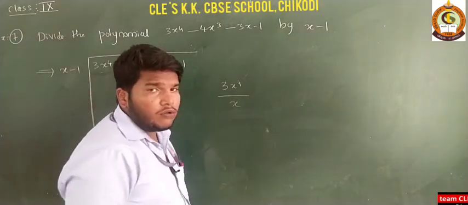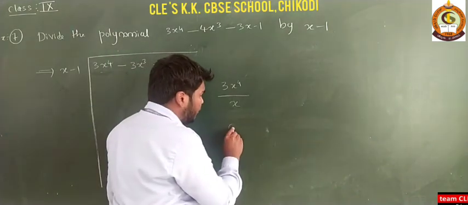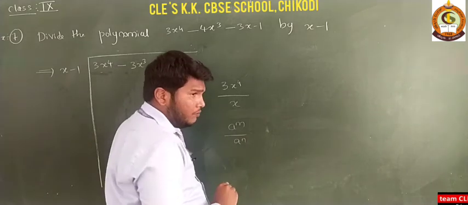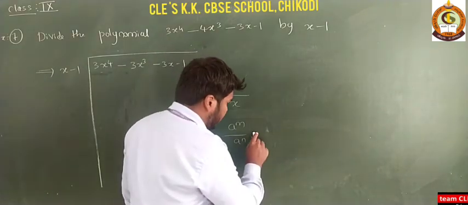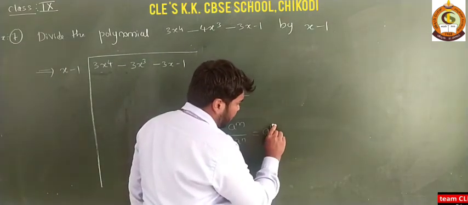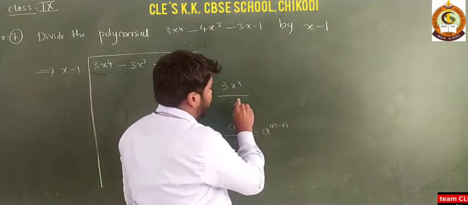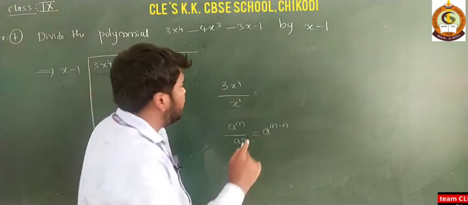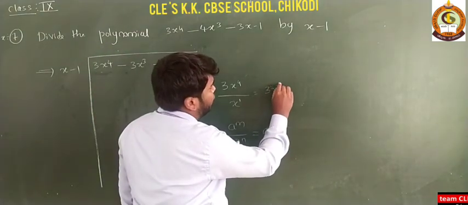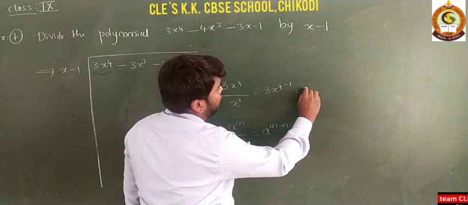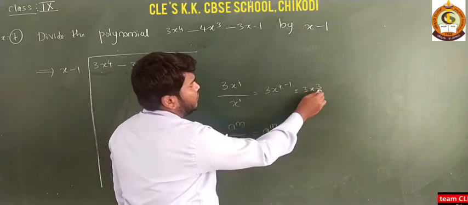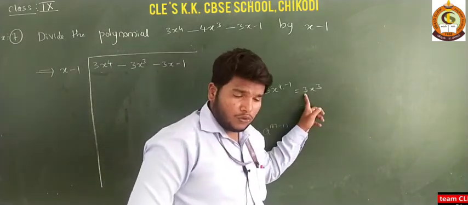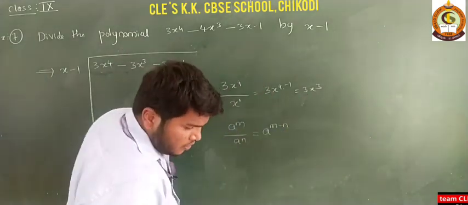You already know the formula: a raised to m divided by a raised to n is a raised to m minus n. Similarly, here we use the same concept to find the quotient. So this is 3x raised to 4 minus 1, which means 3x cube, since 4 minus 1 equals 3. So here you have to use the first quotient term, that is 3x cube.